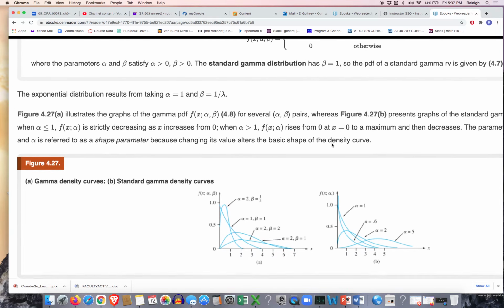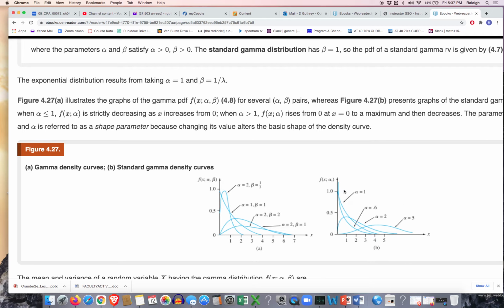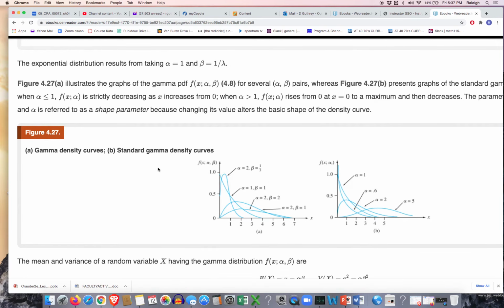And so we have the illustrations. Let's start with this one. This is what I'm most interested in. Beta is equal to 1 here, and it's called the standard gamma density curves. And alpha equals 1 is this one here. The alpha equals 0.6 comes in closer to the origin, 0, 0. Alpha of 5 spreads out almost like a bell curve. And here alpha 2 is like a skewed curve. And then we have other combinations that you may feel free to look at anytime you want. And alpha is referred to as a shape parameter. Changing its value alters the basic shape of the density curve.